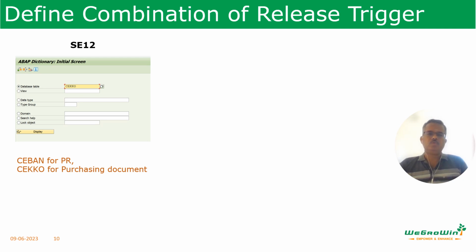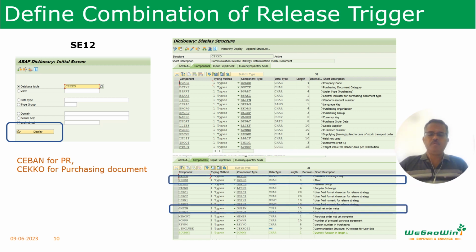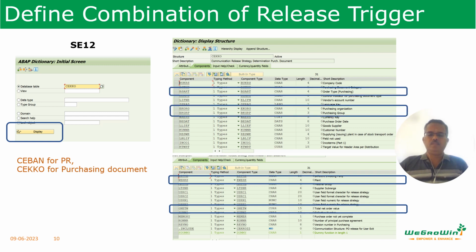Now let us go to SE12. Here I put CEKKO. Now let us click the display button and see this. The table is now appearing here. Here we see the combination of plant and order value. Also, we can see other fields like purchasing organization, purchasing group, order type, and other details here.